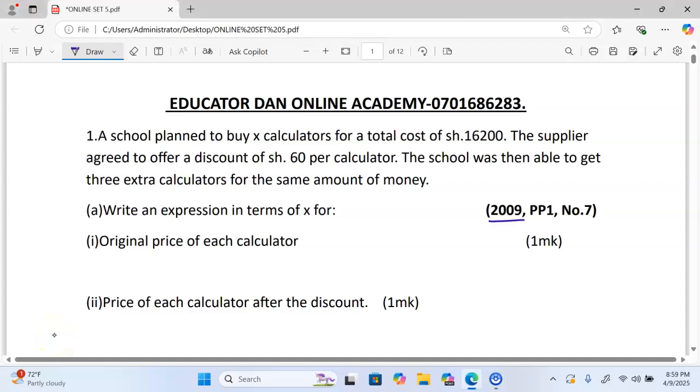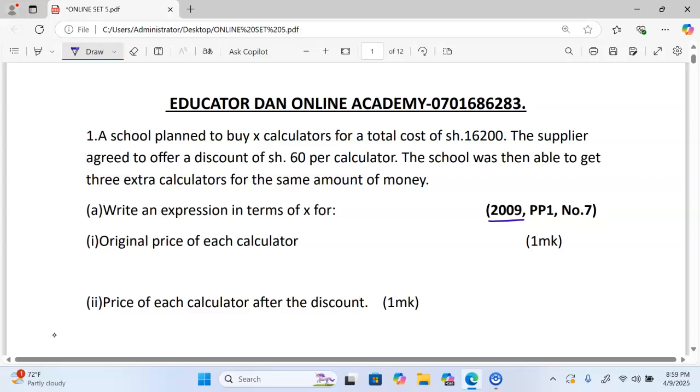This is KCSE 2009 paper 1 number 7. The question we have reads: a school planned to buy X calculators for a total cost of 16,200 shillings. The supplier agreed to offer a discount of 60 shillings per calculator. The school was then able to get 3 extra calculators for the same amount of money. Write an expression in terms of X.